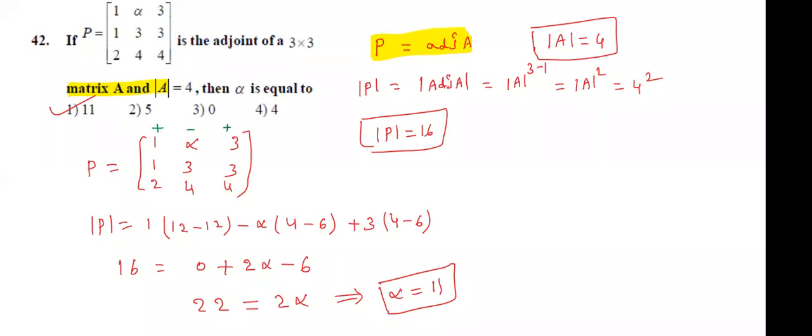And the det A value is already given. Then apply the det P. Det P is equal to det of adjoint A. In this case, we get the det value, that is 4 square. Then take the P matrix given, apply the det, and you will get the alpha value. Okay, this is also not an easy problem. Yes or no?